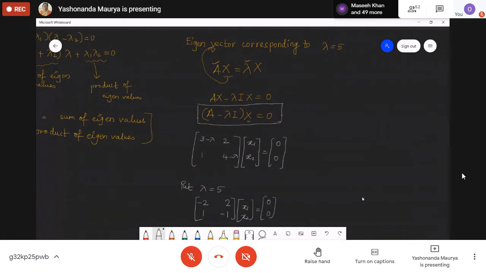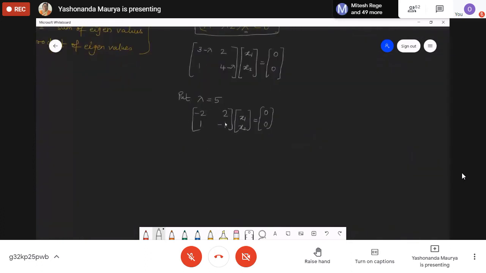Okay, and system of equations, how do we solve? We can apply the row transformations. Everything is allowed over here. So what do we get here? Exactly speaking, we can interchange R1 and R2. So we'll have 1, minus 1 here, and we'll have minus 2 and 2.